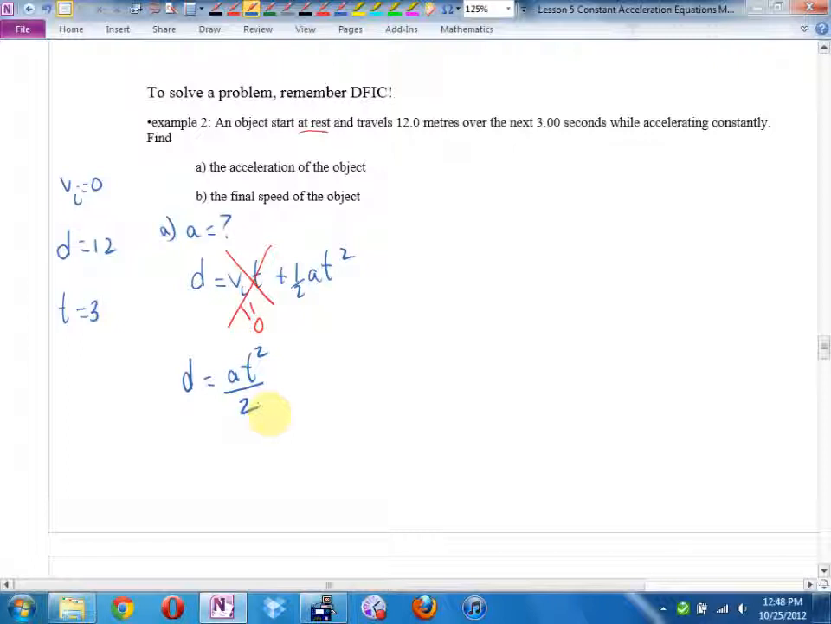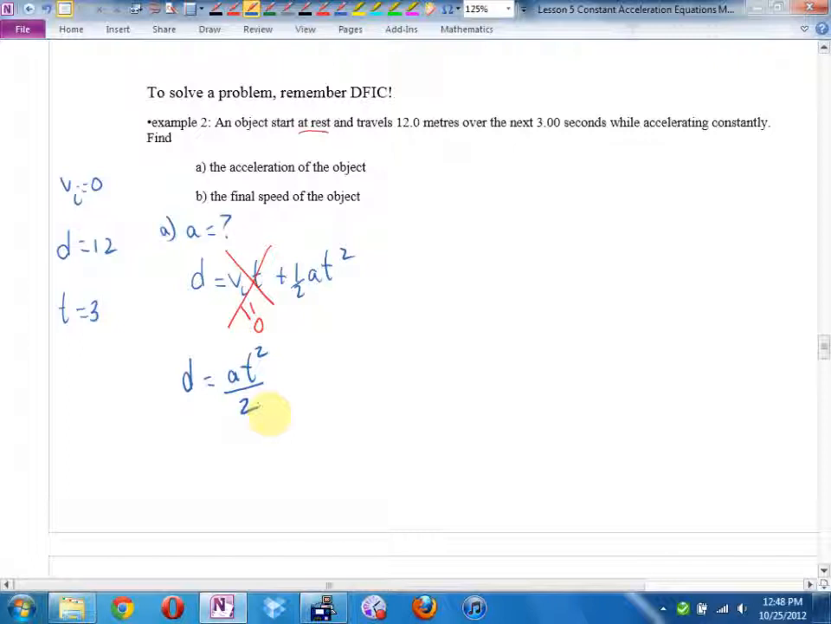Abraham, you identified this for us. What are we trying to find? No, you told us what we're trying to find. What are we trying to find? Acceleration. Which letter is that in my equation? Let's get the A by itself. I see a t squared. What's the t squared doing to the a mathematically? Timesing. So how would I move the t squared over?